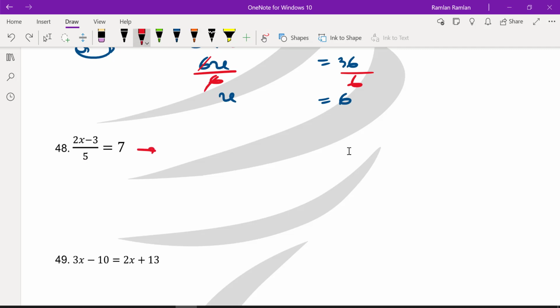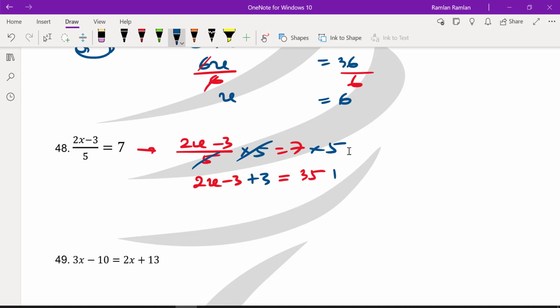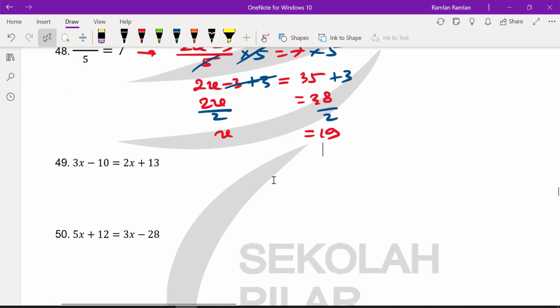So by doing that, we have 2x minus 3 over 5 equals 7. I'm going to multiply this by everything on the denominator, which is 5, right? By doing this, I'm canceling the 5. Okay, so that will make us have 2x minus 3 on the left side of the equal sign, and 7 times 5 is 35. And then I can add 3 to both sides, right? And this is gone, so I only have 2x over here. 35 plus 3 is 38, and then divide both sides by 2, and then I will get x equals 19.